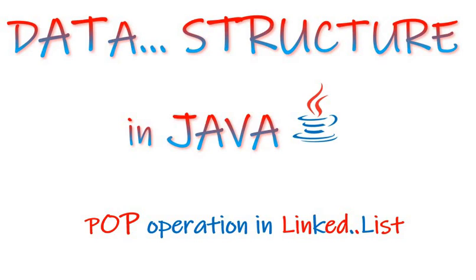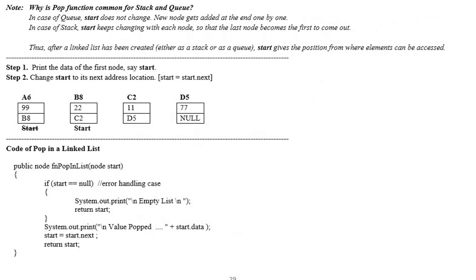Data structure in Java. The next operation in the linked list is the pop operation. So, what does the pop operation do? The pop operation takes out, or pops out, the first element of the list.